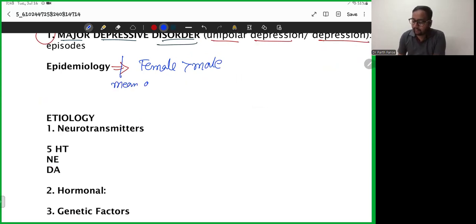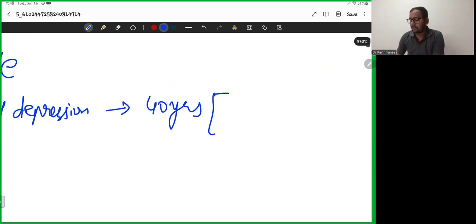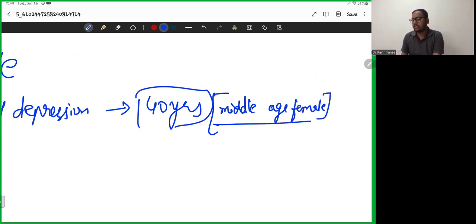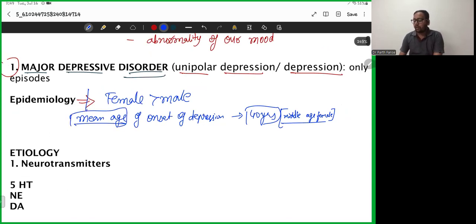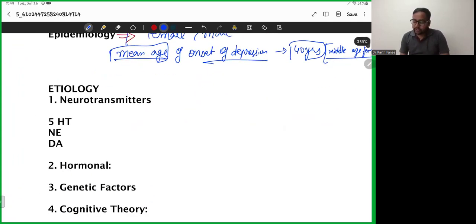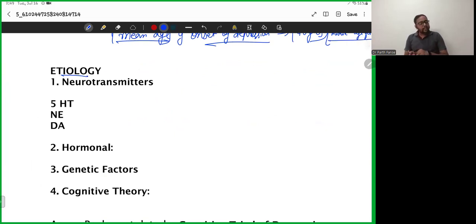The mean age of onset of depression is around 40 years, which we can call middle-aged females. So in middle-aged females, depression is more commonly seen, and the mean age of onset is 40 years. Now we can talk about etiology. There are various reasons behind depressive disorders. There are four etiologies behind it.